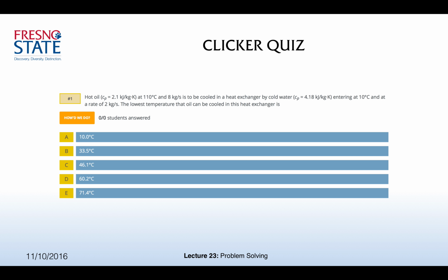10 degrees Celsius, 33.5 degrees Celsius, 46.1 degrees Celsius, 60.2 degrees Celsius, and 71.4 degrees Celsius. So let's try to see how this problem is solved, and let's see which of these options could be correct.